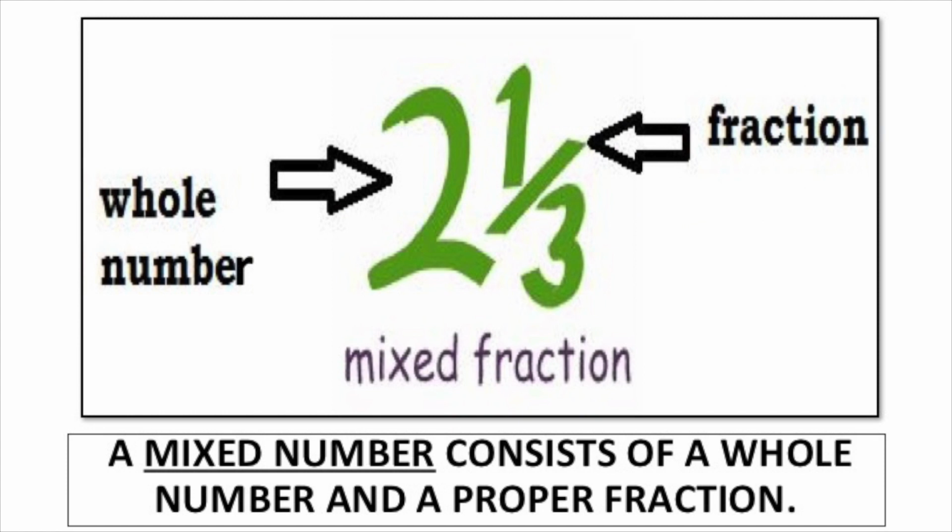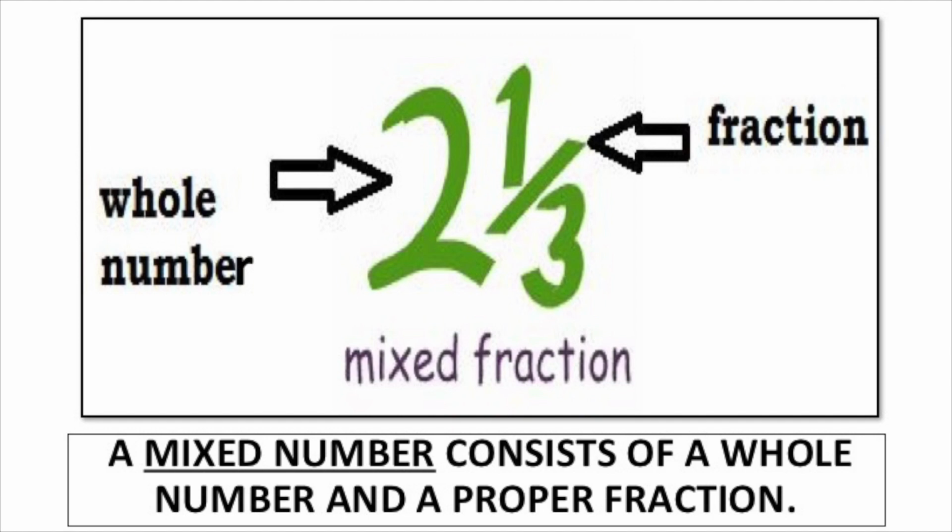And now today, a mixed number consists of a whole number and a proper fraction. So you can see we've got one big number first. That's the whole number, which is 2, followed by a proper fraction, 1/3. So the whole entire mixed number or mixed fraction, 2 and 1/3. Or we can say 2 1/3.